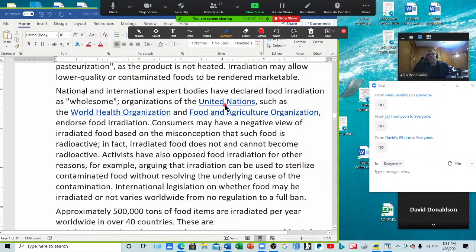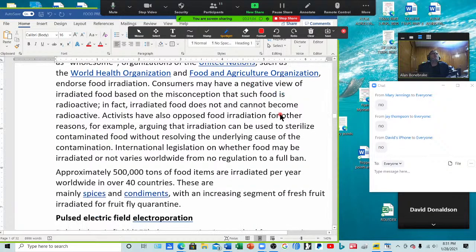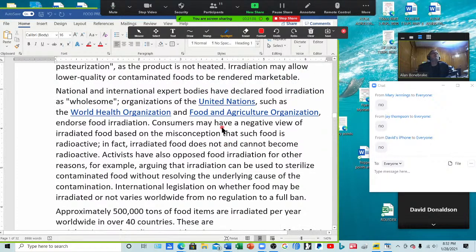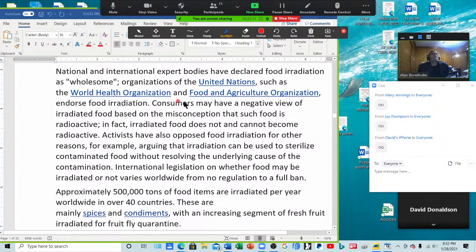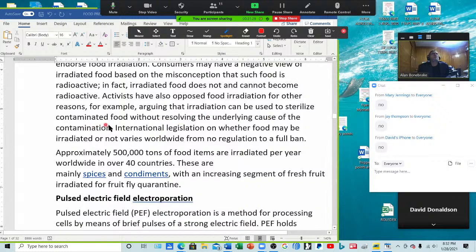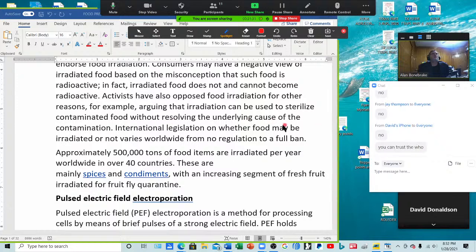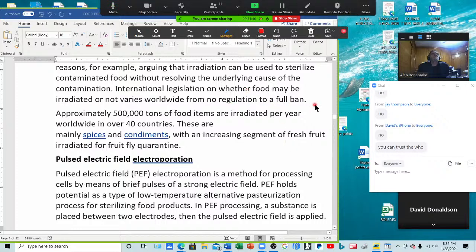National and international expert bodies have declared food irradiation as wholesome, like the United Nations, World Health Organization, and Food and Agriculture Organization, which endorsed food irradiation. Consumers may have a negative view of irradiated food based on the misconception that food is radioactive. In fact, irradiated food does not and cannot become radioactive. Activists have opposed food irradiation for other reasons, arguing that irradiation can be used to sterilize contaminated food without resolving the underlying cause of the contamination. You can't trust the WHO. Probably not. International legislation on whether food may be irradiated or not varies worldwide, from no regulation to full ban.